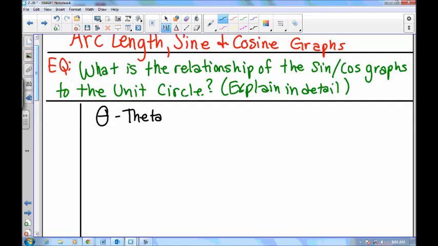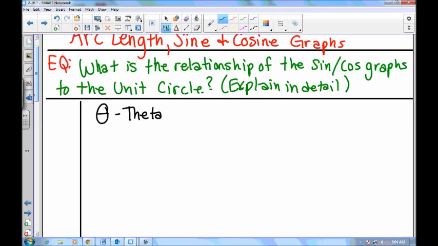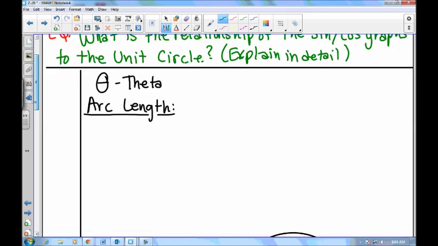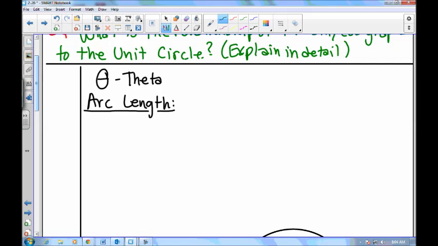Theta represents the angle. And arc length happens when we have a circle. Okay, let's write down arc length. What arc length is, is pretty self-explanatory. It's the length of an arc on the circle. So let's do our best to draw a circle. That wasn't too bad.